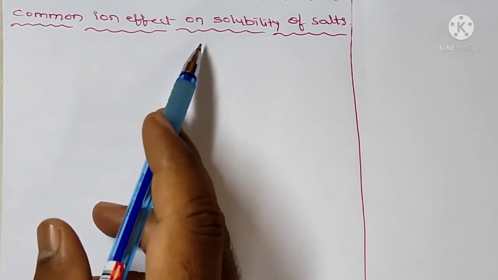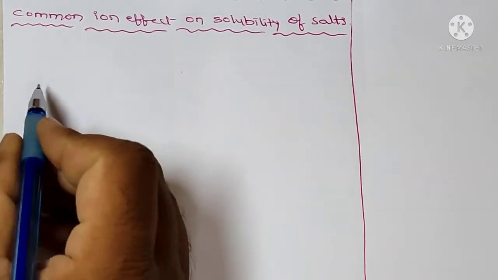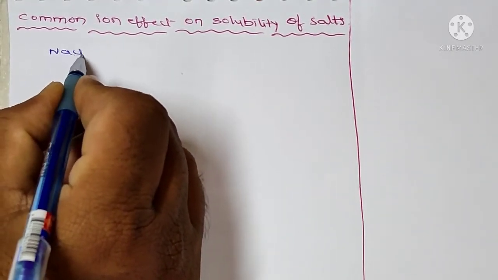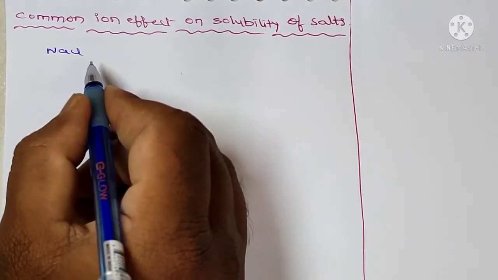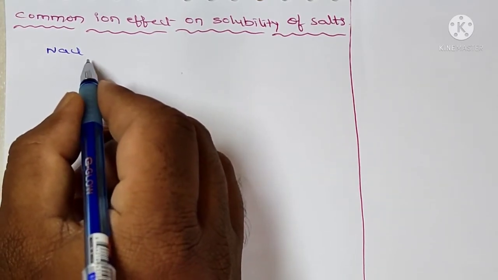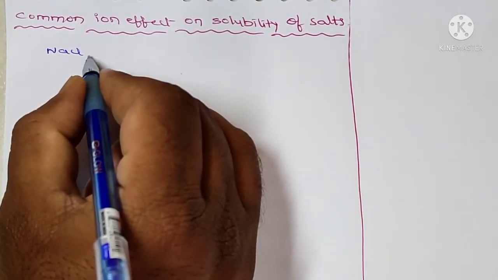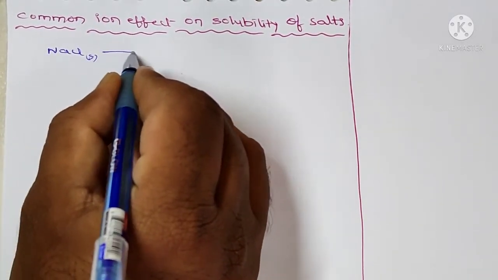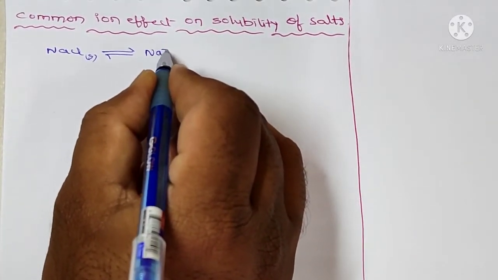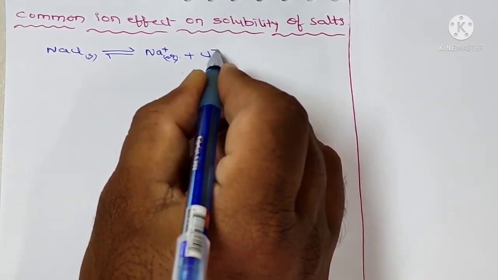Next one, common ion effect on solubility of salts. Let us take a saturated NaCl solution. And if I add HCl to that solution, what happens? Let us observe that. NaCl solid in equilibrium dissociates into Na plus aqueous plus Cl minus aqueous.